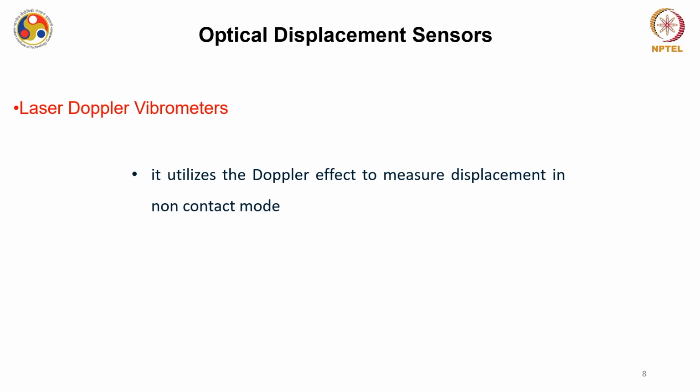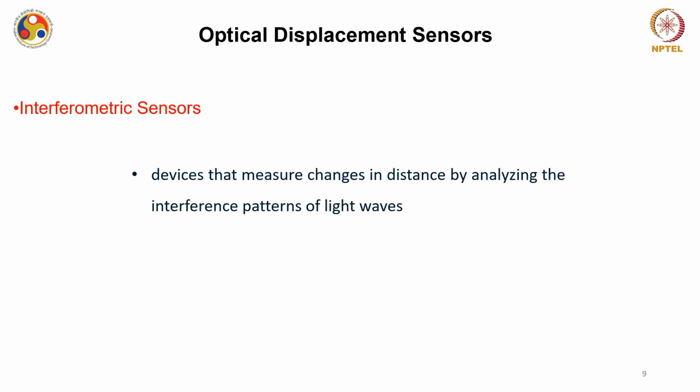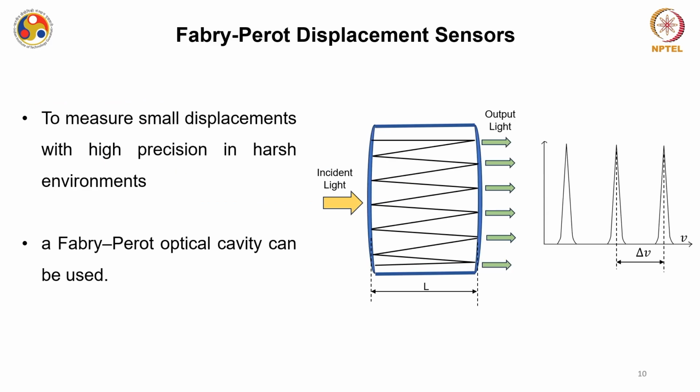Then we have laser Doppler vibrometers, which utilize the Doppler effect, which we have already covered in detail, to measure displacement in non-contact mode. Then we have the interferometric sensor. These devices measure changes in distance by analyzing the interference pattern of light waves. A very popular interferometric device is the Fabry-Perot based displacement sensor. To measure small displacements with high precision in harsh ambient conditions, this kind of device can be applicable.